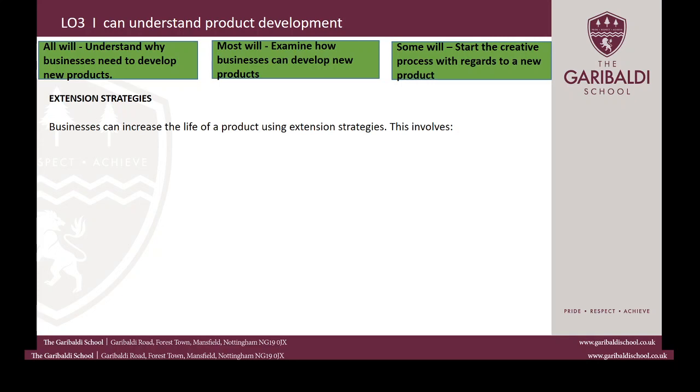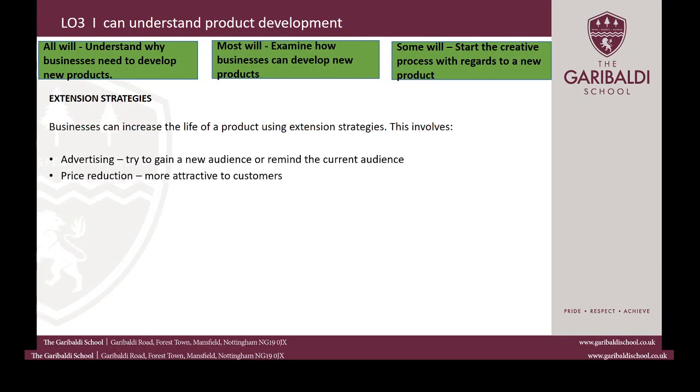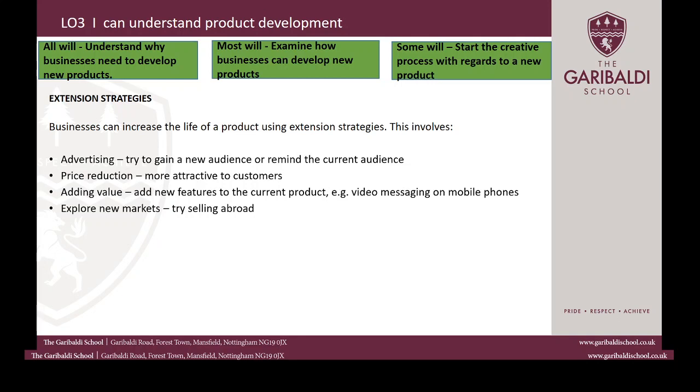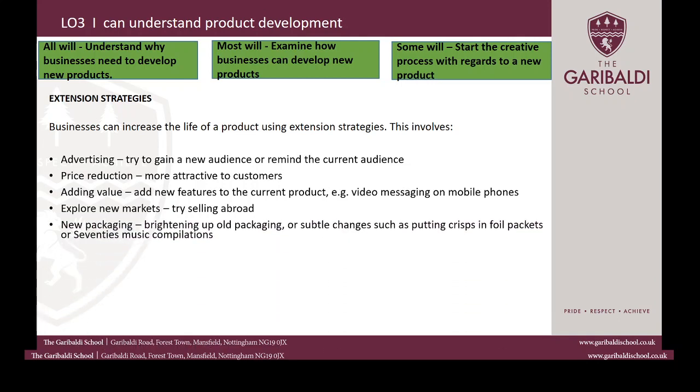Now, a business doesn't have to accept that products will come to their end or enter the decline phase. They can use what's called extension strategies, and these are about extending the life of a product. So they might do more advertising, they might reduce the price. They could try and add new features, so make the product more valuable to the person. They could try and find new places to sell it, so new markets. They could repackage it or brighten up old packaging. They might be able to find new uses for the product.